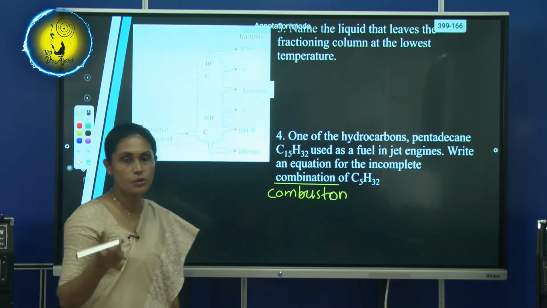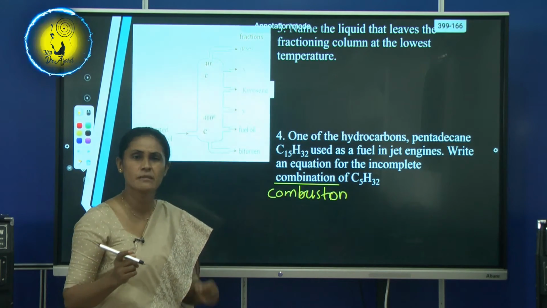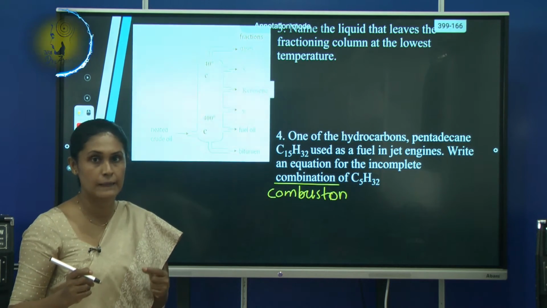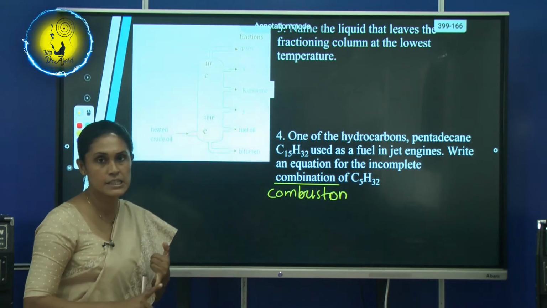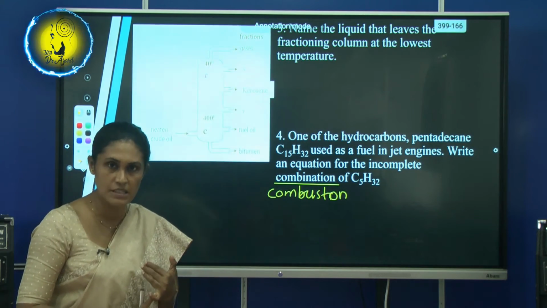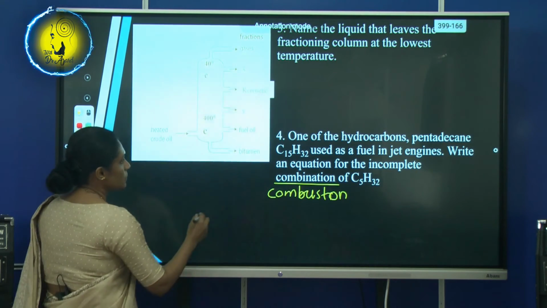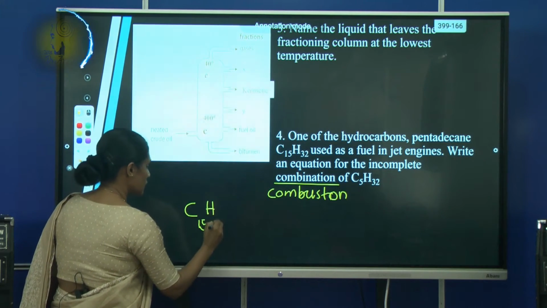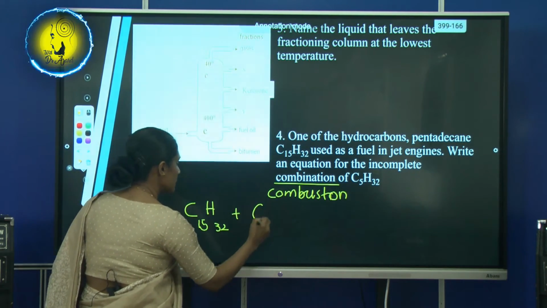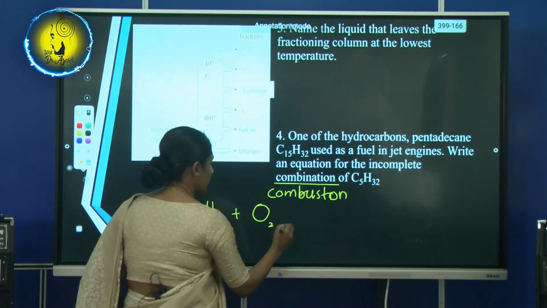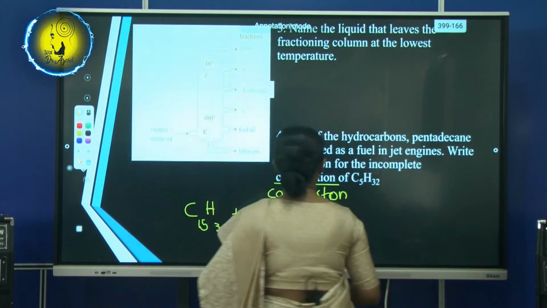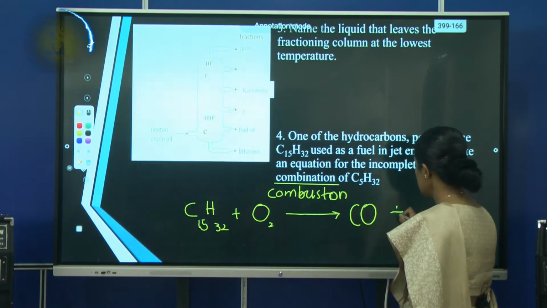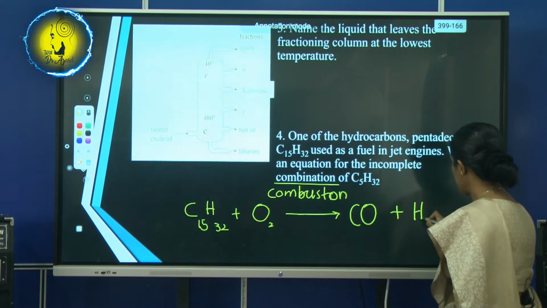Let's write, whenever you hear incomplete combustion, the product is always carbon monoxide, right? It means scarcity of oxygen, or the deficiency of oxygen leads to this. So let's write pentadecane C15H32 with oxygen gives you what? Carbon monoxide and water.